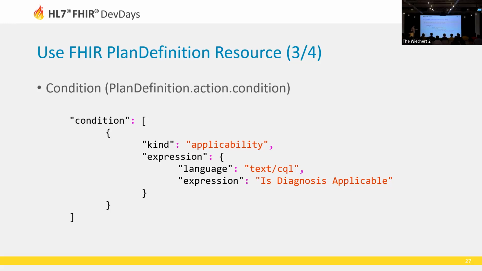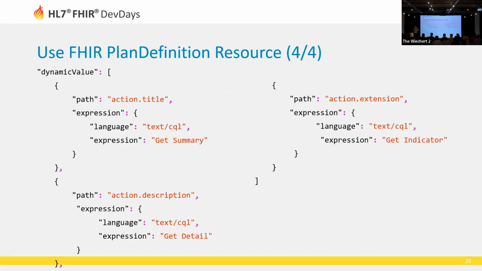This is done by adding a condition of kind applicability, and then we use the CQL diagnosis applicable, and we have these conditions on the three criteria that we described earlier. And if these criteria are met, then we can use what's called dynamic values, which are basically values that are not hard set on the instance of the resource, but will instead be taken from a dynamic call to the library. So here we retrieve the summary, detail, and indicator.